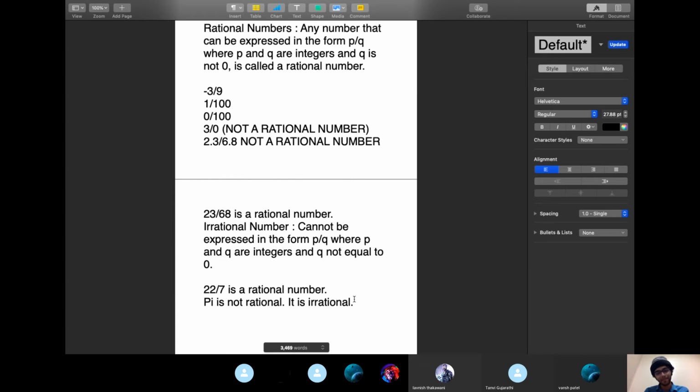They're not exactly pi. Therefore, 22 by 7 is a rational number because we have a numerator and a denominator, and both of them are integers and the denominator is not 0. However, pi is not rational because the exact value of pi cannot be represented in the form p by q where p and q are integers.